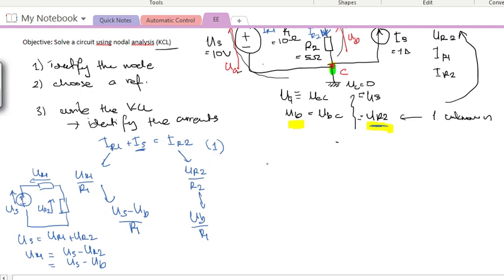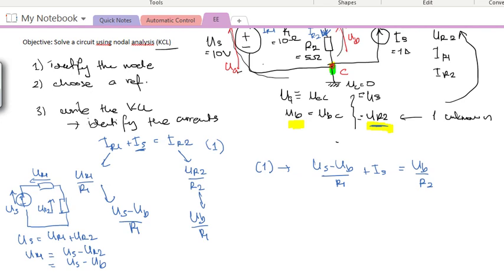Equation number 1 can now be written as, if I rewrite the equation once we have developed IR1 and IR2, it has now become US minus UB over R1 plus IS equals to the developed term, which is UB over R2. So if we look into this equation, we have one equation with only one unknown, which is UB. So now we can try and find UB. I'll leave it to you. Okay, we're going to do it together, solve it.